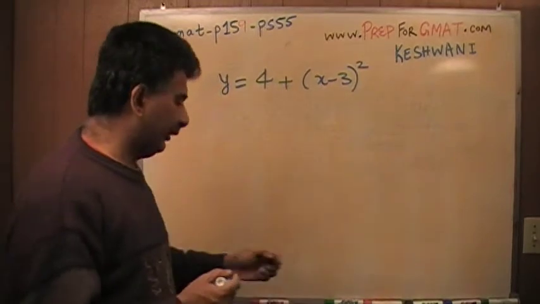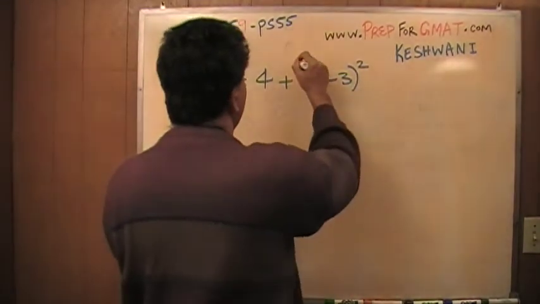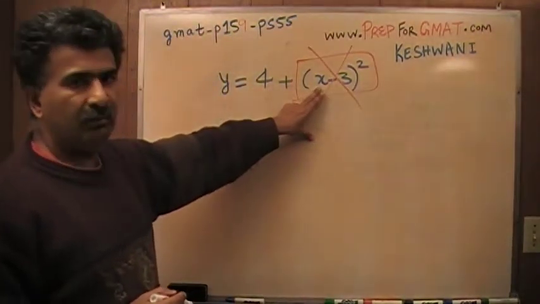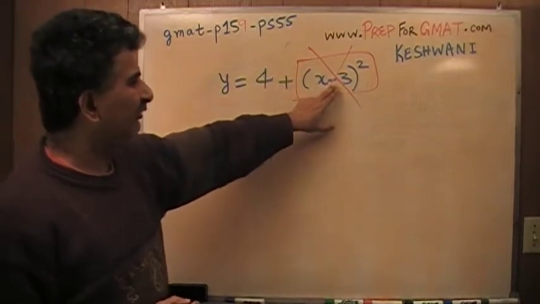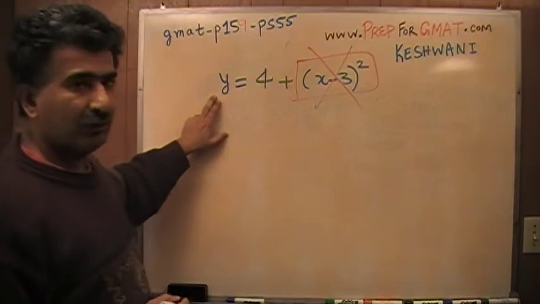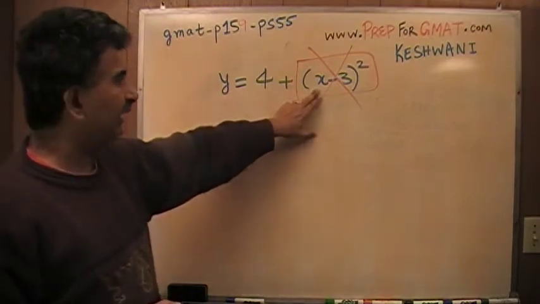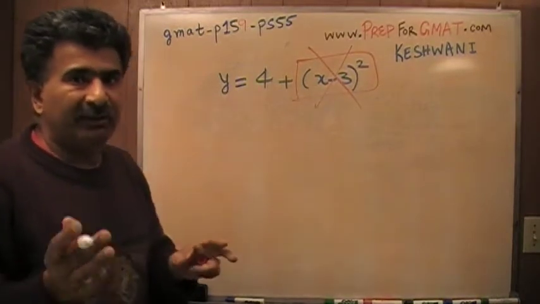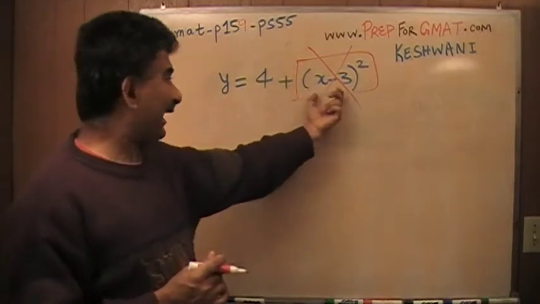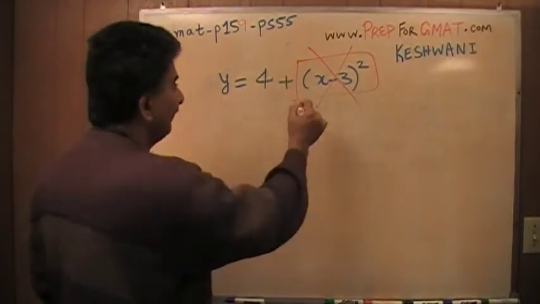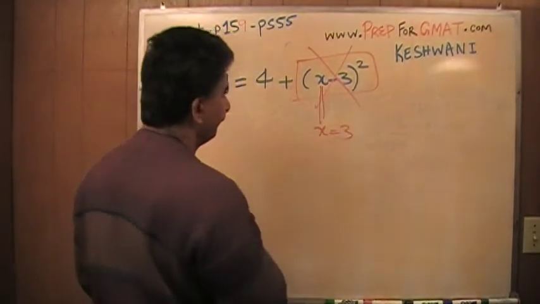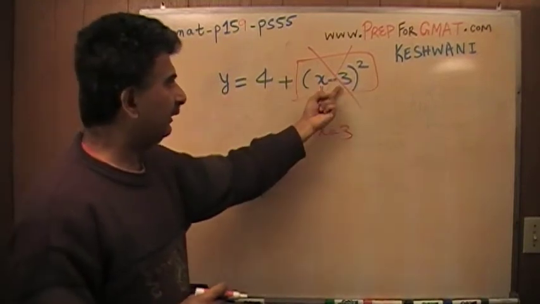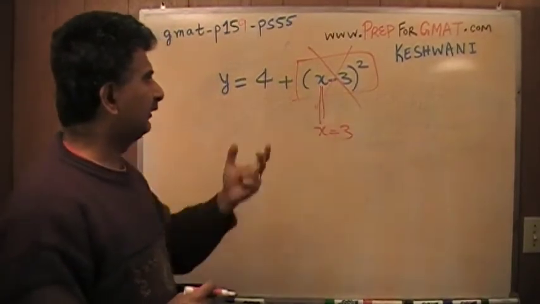Well, if I want y to be lowest, then this bloody thing has to go away. Because what you should realize is that it doesn't matter what x is. If x is 0, this is negative 3 squared, which is positive 9, and it is going to add to y. If x is negative, let's say negative 5, then x minus 3 is negative 8. It doesn't matter whether x is positive, negative, or 0, this thing is going to add to y, except when x is 3. When x is 3, this whole thing disappears, because it's 3 minus 3, which is 0 of course, and this whole thing is 0.